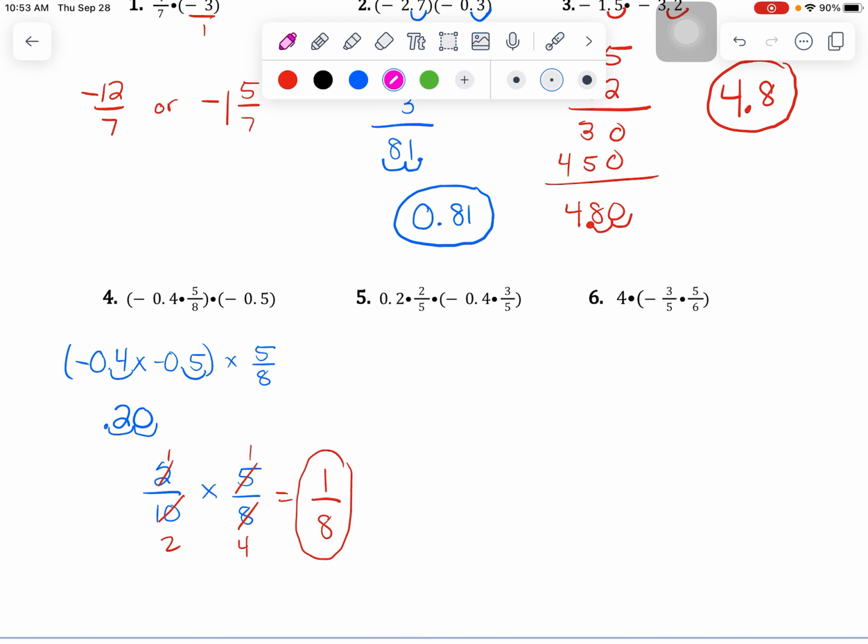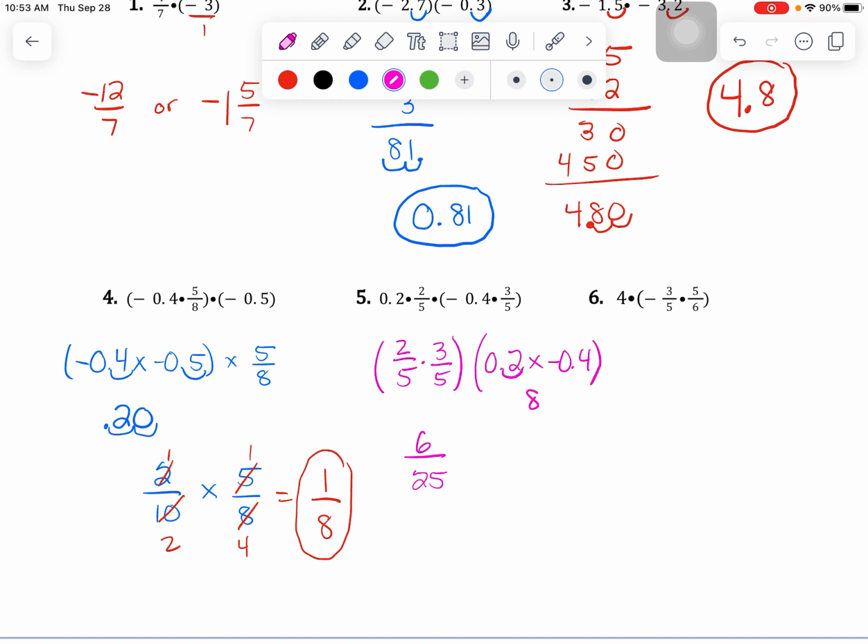All right, in the next one, I'm also going to do some rearranging. I'm going to put the two fractions together. So 2/5 times 3/5. And then the decimals, so 0.2 times negative 0.4. So if I multiply the two fractions together, I can't simplify, so I get 6 over 25. If I multiply the decimals together, right, I'm going to ignore the signs. 2 times 4 is 8.